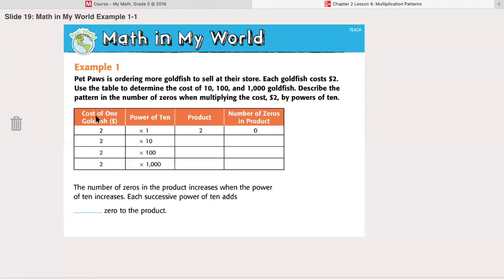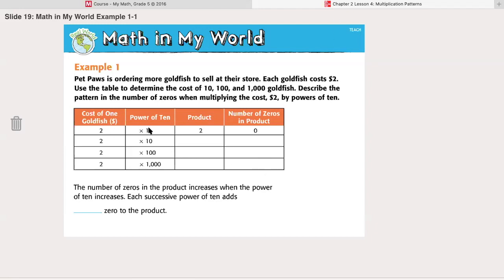On the left, we see that the cost of one goldfish is $2, and that stays consistent. In the second column, we see how many of those goldfish are being purchased. In the first row, only one is being purchased. In the second row, 10 are being purchased, and then 100 and 1000. So here we see the product, meaning the amount of money spent, and here we see the number of zeros in the product.